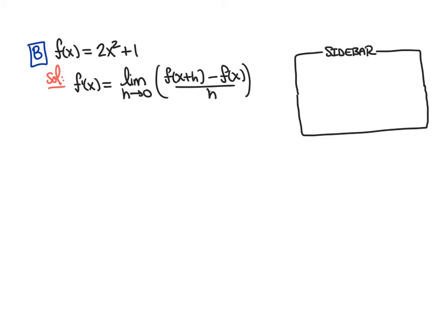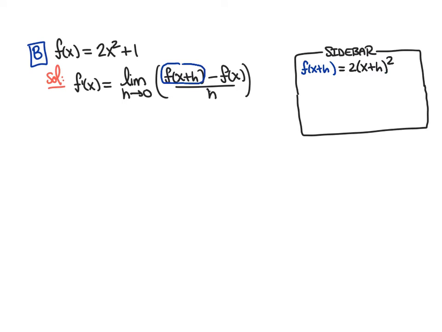So we're going to slowly ramp up the difficulty. Let's now look at a quadratic function, 2x squared plus 1. We want to find the derivative, so we start with that limit definition of the derivative, just from the definition. And again, you start picking out the parts that you need to replace. So we're going to use the sidebar to find f of x plus h. This involves taking x plus h and putting it into the function.